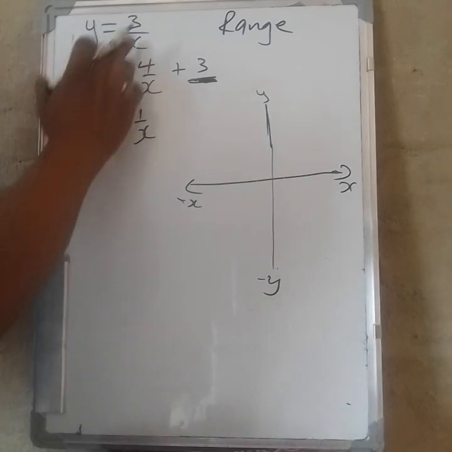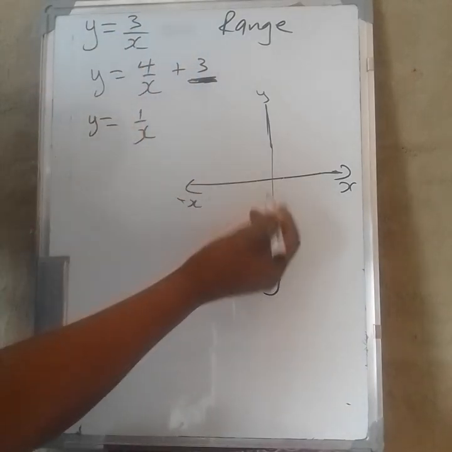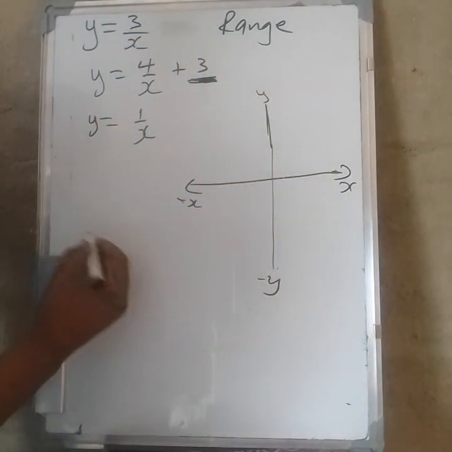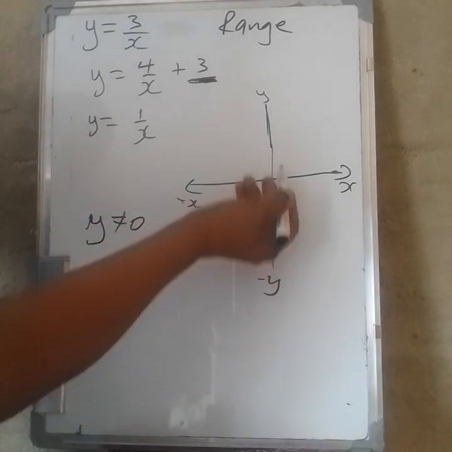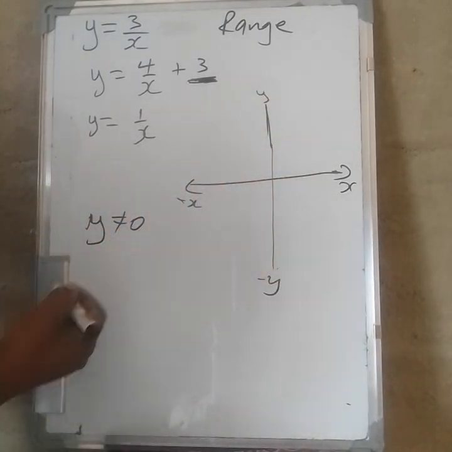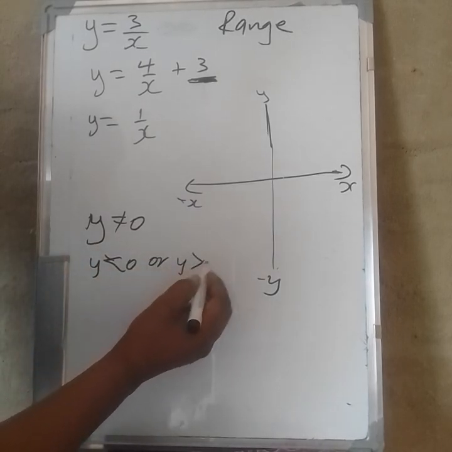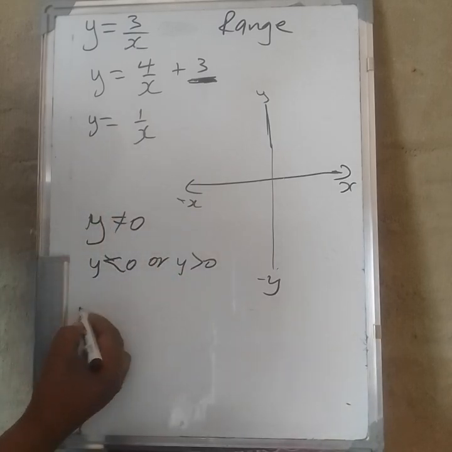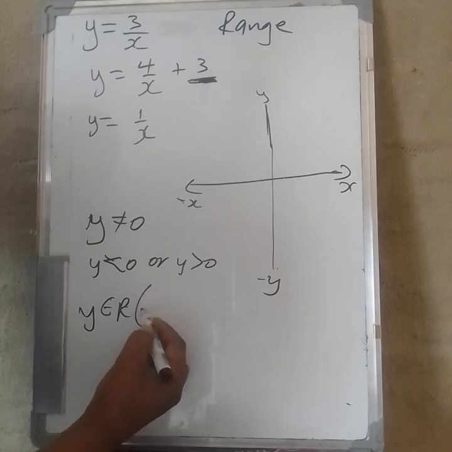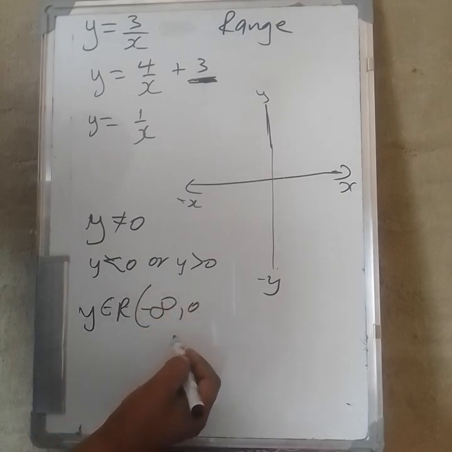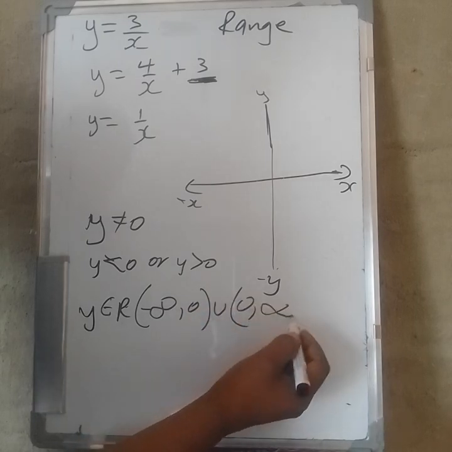Right, let's take the first one. It's simple because it's 0 here, right? So our range is simply going to be what? We can just say y is not equal to 0, meaning y can be anything but 0. Or we can say y less than 0 or y greater than 0, which is the same thing. Or you can say y is an element of all real numbers, then negative infinity up to 0, union 0 up to infinity, right?